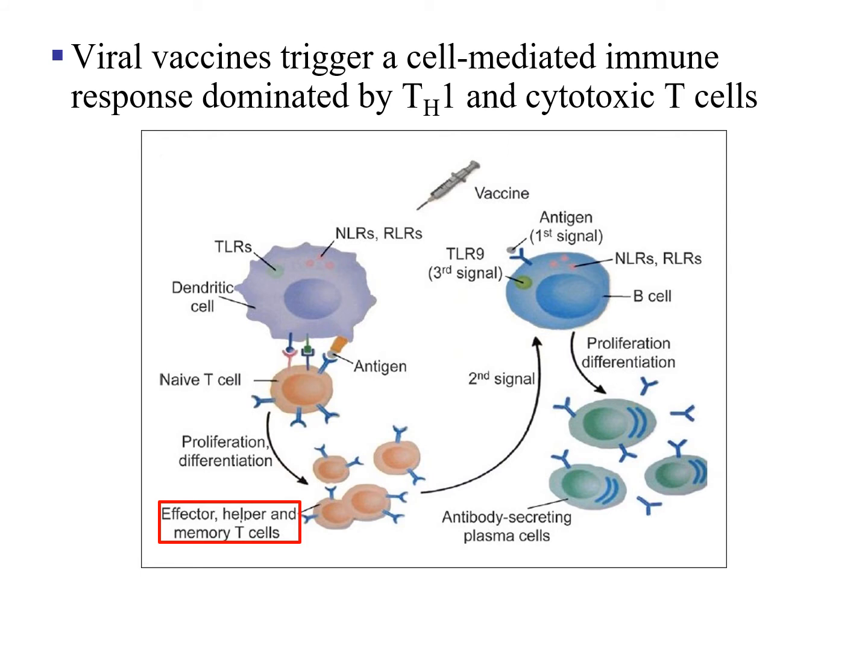Viral vaccines trigger a cell-mediated immune response, which is dominated by T helper cells and cytotoxic T cells. So by using a live attenuated virus as a vaccine, you're going to initiate a different type of immune response. It's called cell-mediated. Some of the cells involved are the T helper and the T cytotoxic.